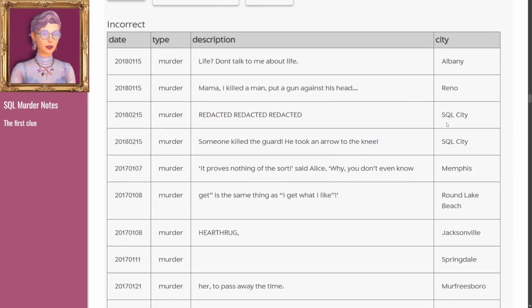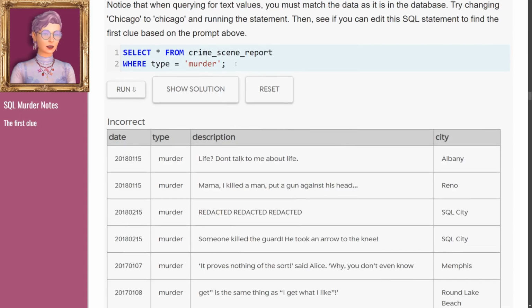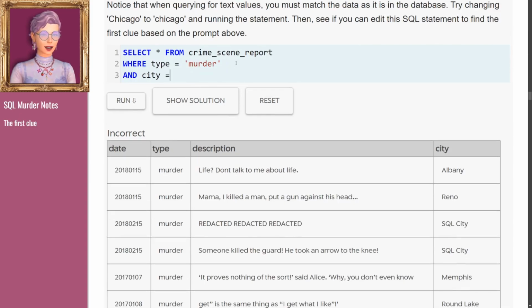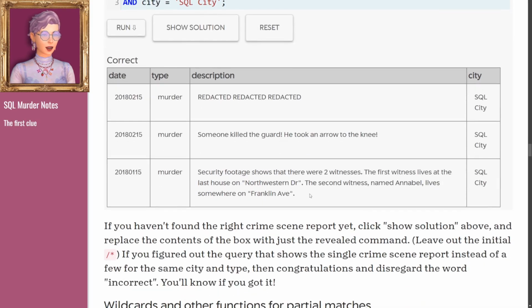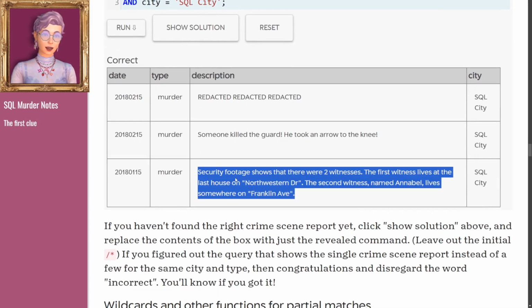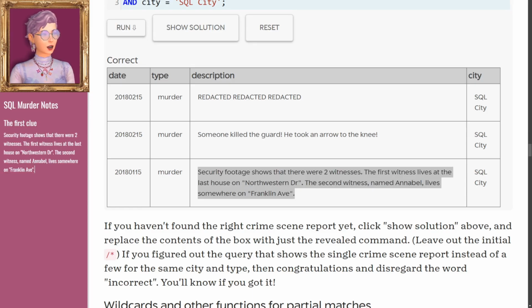Okay. Oh, SQL City. That's almost definitely where we're supposed to be. Okay. So, and city equals SQL City. And run that. We have a murder that happened on February 15th, 2018. Some unrelated descriptions, but this is our first clue. So I'm going to copy it here and put it over in our notes. I have ideas on what to do next, but let's just finish the walkthrough first before we dive into it.